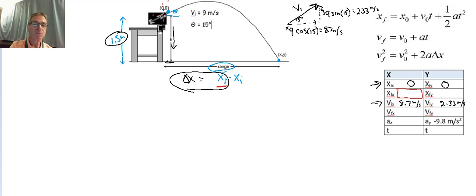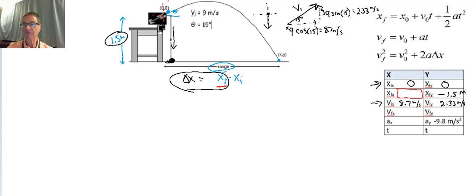So this point right at the bottom here, where the projectile is going to land, is going to be at negative 1.5 meters because we're going in the downward direction. We have our coordinate system. We're going in that direction, negative y direction. Okay, so we know that so far.